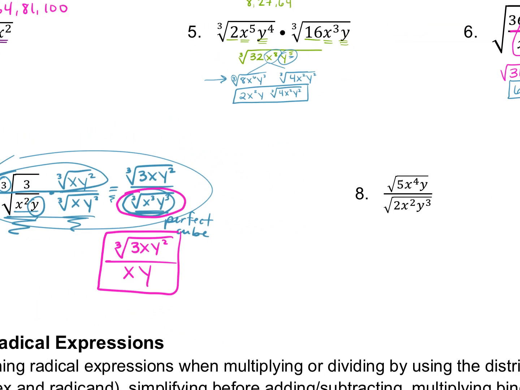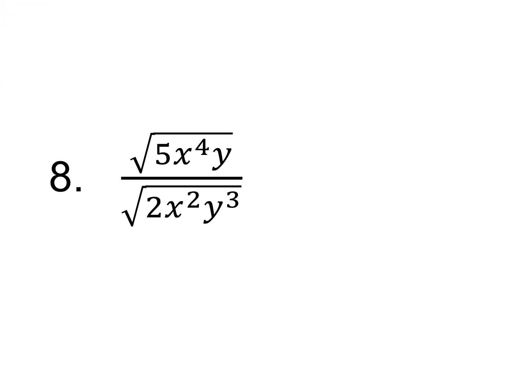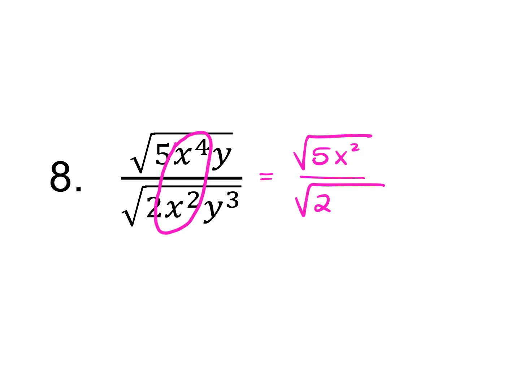All right, number 8. This one, you will divide as much as you can, if possible. So looking at 5 over 2, we can't divide that, so that's going to stay put. But this we can divide. If I rewrite this, it's going to be the square root of x to the 4th divided by x squared. You subtract that, so you get an x squared on top. We still have a square root of 2 on bottom, a square root of 5 on top, but now all we have is an x squared in the numerator.